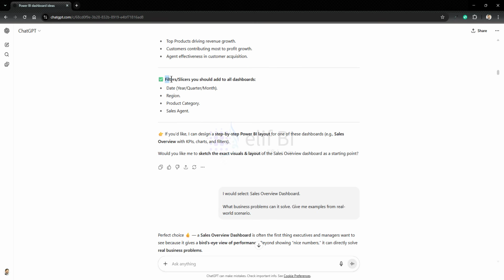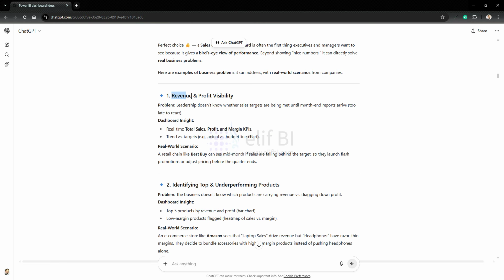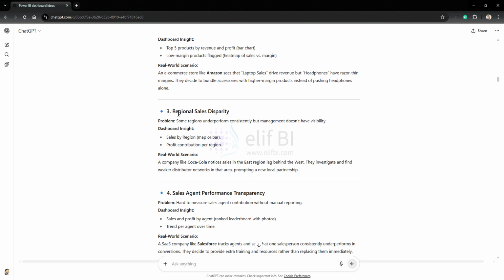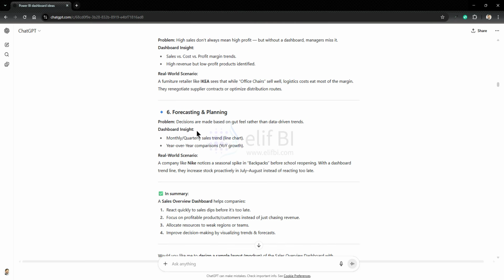Here it's also telling me about the filters and the slicers that I can use on the dashboard. Then in the next prompt, I said that I would select the sales overview dashboard. This is the dashboard that I want to build, and what business problems can it solve? Give me examples from real world scenarios. I can go for the revenue and profit visibility. I can identify top and underperforming products, regional sales, sales agent, profitability monitoring, forecasting and planning.